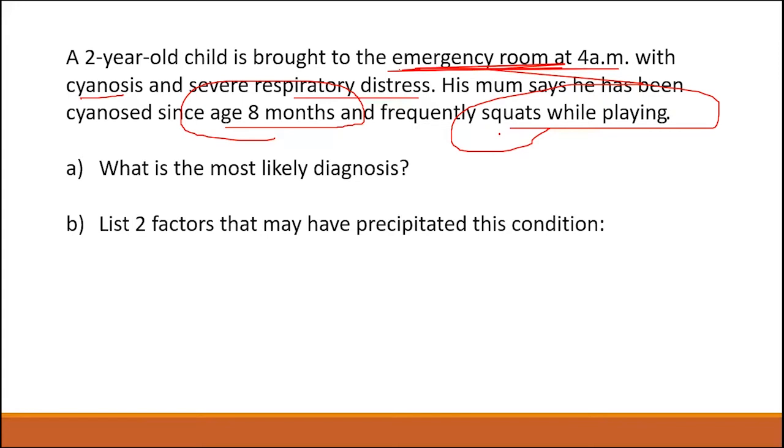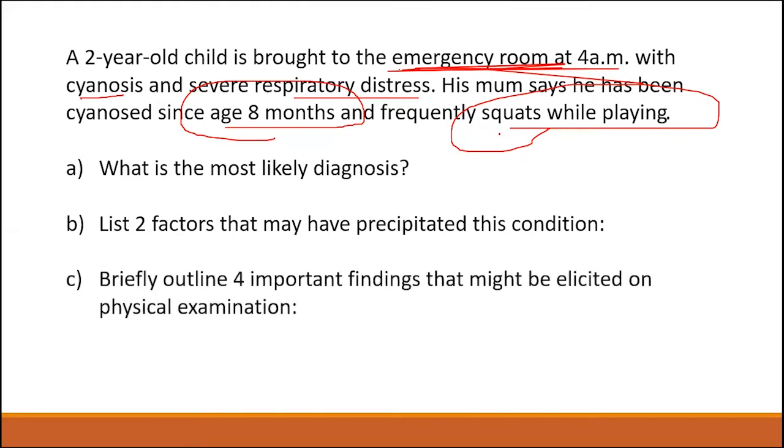Then when you have exercise, so when a child is playing or exercising, it's likely that the child can develop signs and symptoms of hypercyanotic spell. And of course, we have a bowel movement. So all of these things are factors that can precipitate this condition. So put it at the back of your mind. Anything you will do that will put stress on your heart is a factor. Anything.